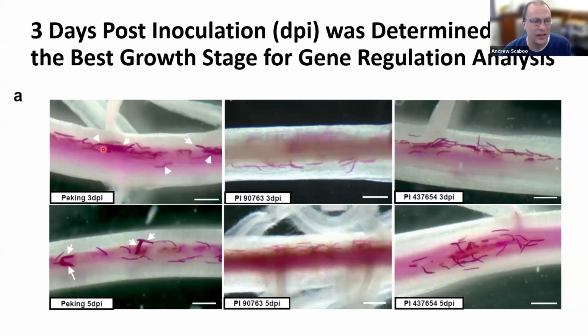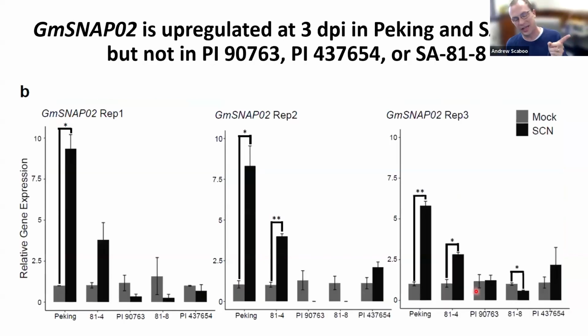At 3 days post-infection, you can see a few of these nematodes are starting to establish feeding sites. And at 5 days post-infection, you can see that they have established a feeding site and they are now getting fat. They're enlarging and they're going to turn into a cyst. These white arrows are pointing to the 20% of nematodes on Peking that can overcome those 3 genes. And we do not see any of those type of nematodes in the other 2 indicator lines. So that determined 3 days post-inoculation was the best point in space and time to measure gene expression. And that's what Vanavi did.